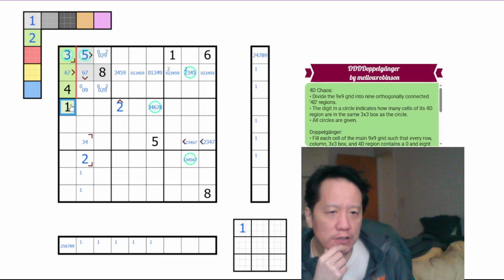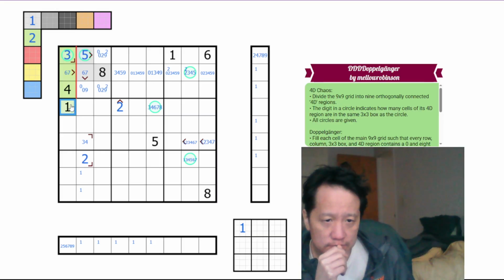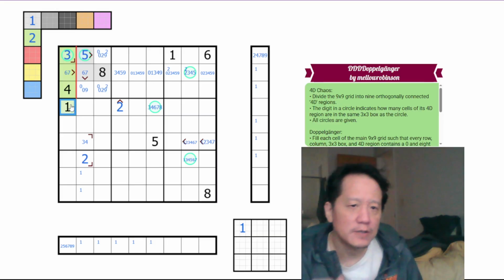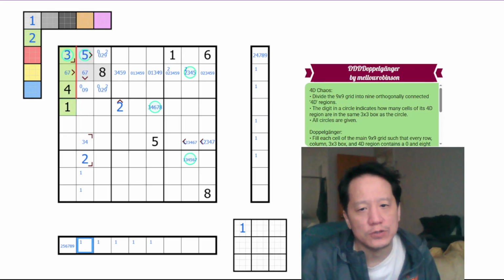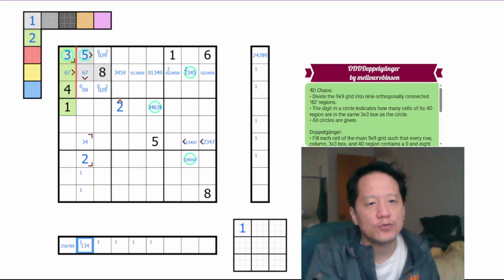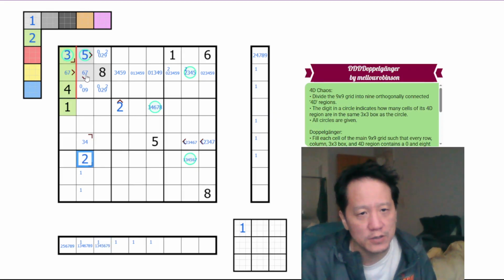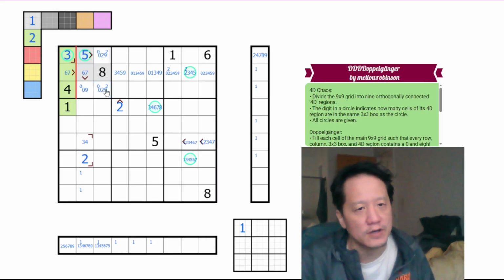What else are we missing? Okay, column 2 is missing 1, 3, 4, 6, 7, 8, 9. Column 3 is missing 1, 3, 4, 5, 6, 7, or 9. And this is because we have a 2 here, and we're guaranteed a 2 there.